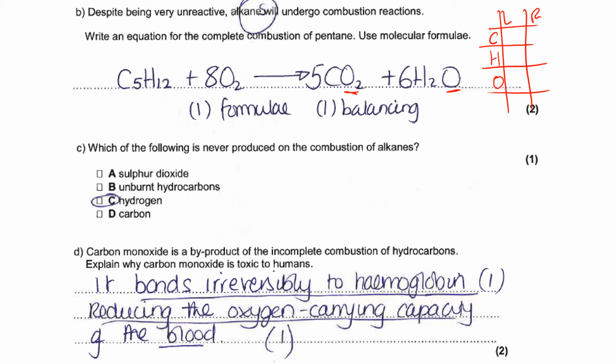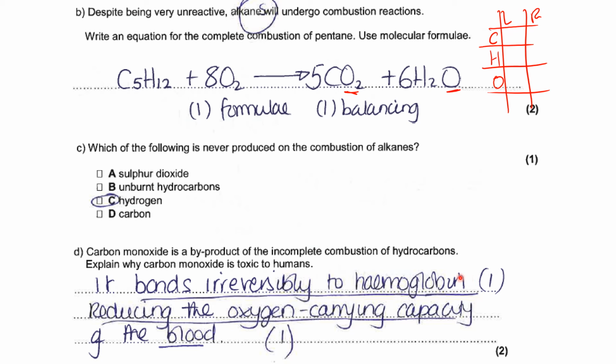Now, upon combustion, we always get a mixture of products, and we have sulfur impurities in fuels. So sulfur dioxide can be produced from oxidation of the sulfur impurities. Your unburned hydrocarbons can also be produced if there's not enough oxygen, and then same with carbon. Then hydrogen is the one that's left over. Hydrogen is never produced. It's extremely flammable, so it will never be produced in combustion. D.